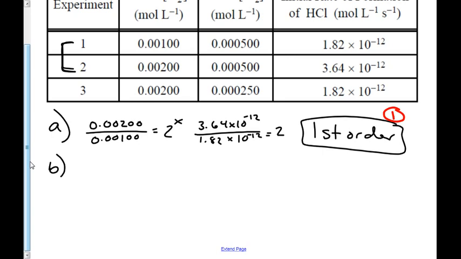What experiments did you use for that one? Letter B, what did you pick? Someone who's listening to me. 2 and 3. I would have expected this to be a little more challenging than this one, to be honest with you, but it is what it is.